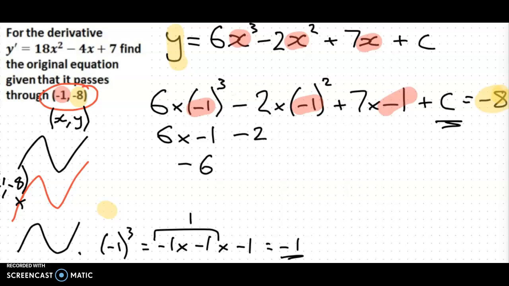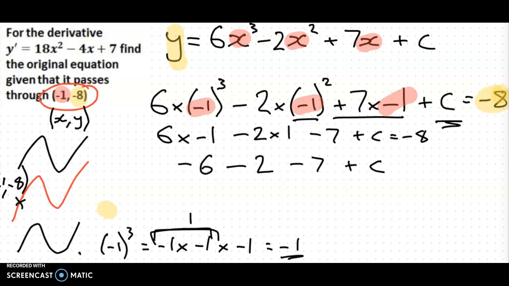And now I've got -2, and now we know -1 squared is -1 times -1, that's +1. So that's -2 times +1, so that becomes -2. And then, of course, 7 times -1, that becomes -7. So -7 there, plus c equals -8.